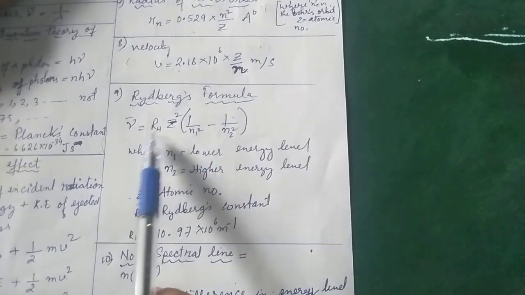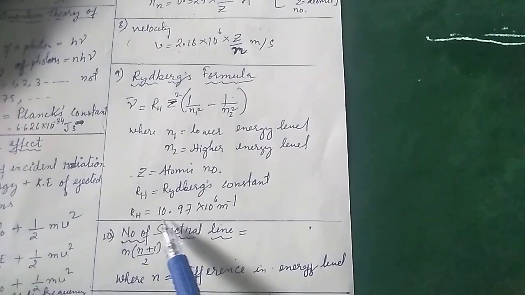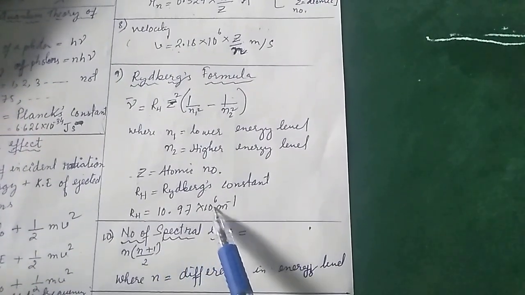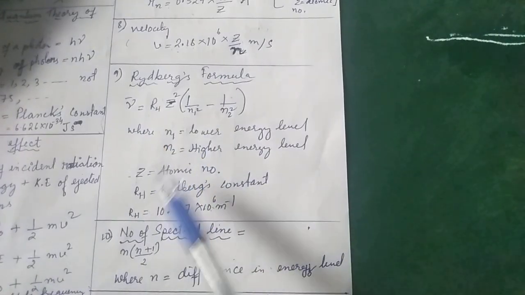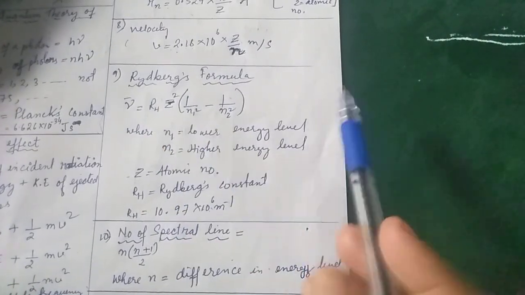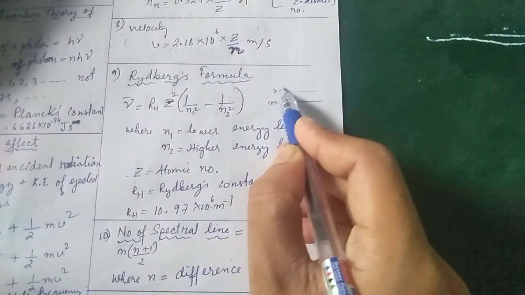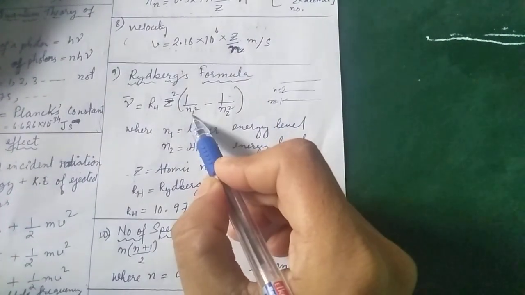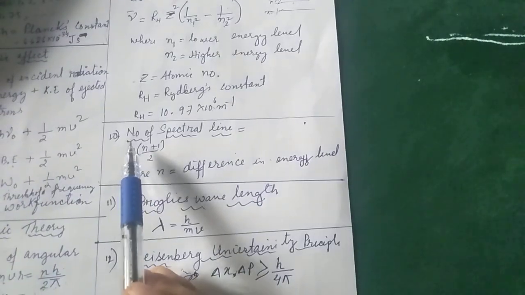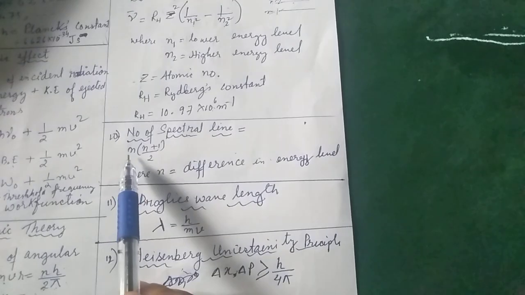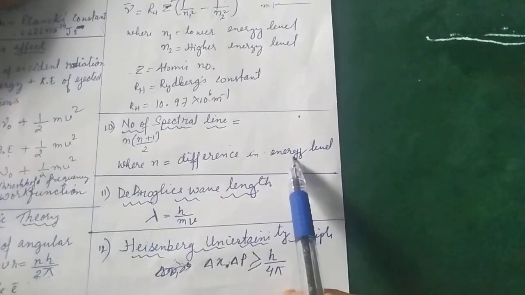Rydberg's formula: nu bar is equal to RH, where RH is called the Rydberg constant and it has its own value, 10.97 into 10 to the power 6 per meter, and z is the atomic number. n1 is the lower energy level, like n equal to 1, n equal to 2, and n2 is the higher energy level. In order to find the number of spectral lines, we use the formula n into n plus 1 by 2, where n is the difference in the energy levels.